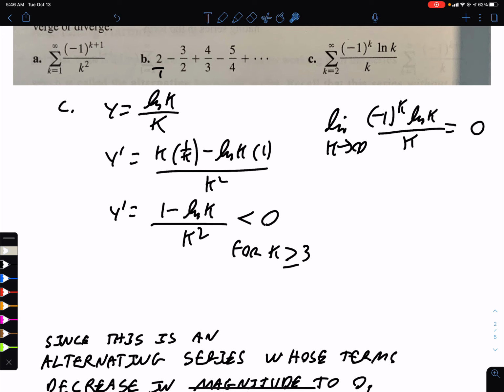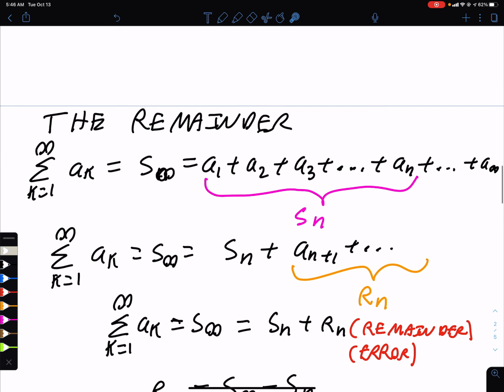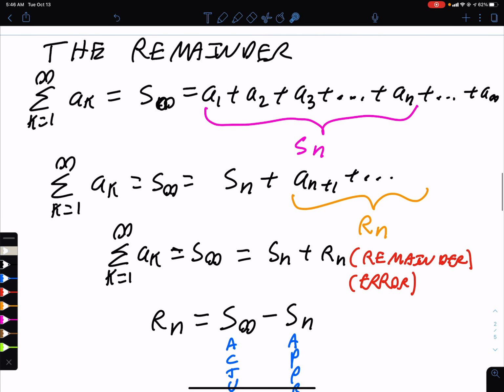So that's it for that one. All right, let's keep going. Let's do the remainder. Okay, this is a concept that's going to become very important, and students struggle on this all the time. It's very important that you understand this and how to find the remainder, also called error. So remember, if you have an infinite series, it goes forever.